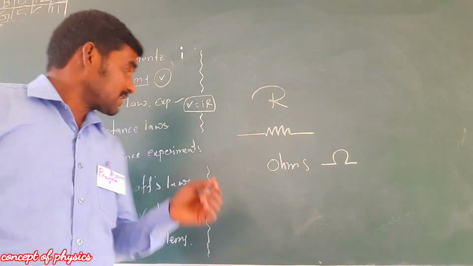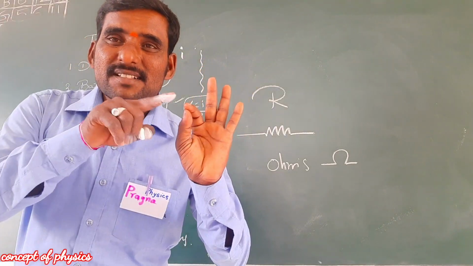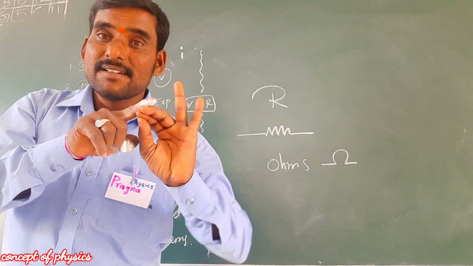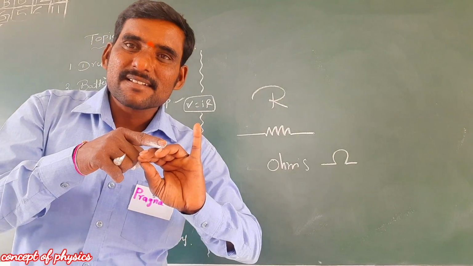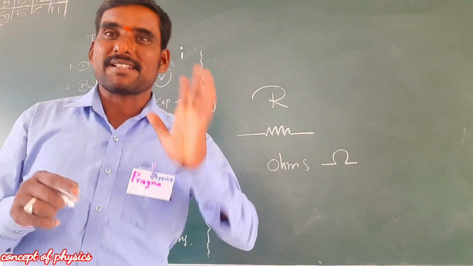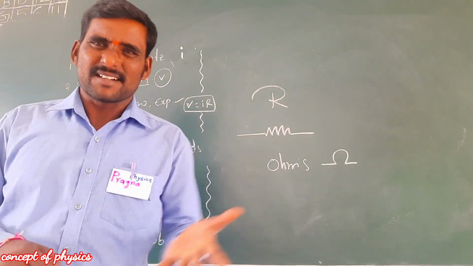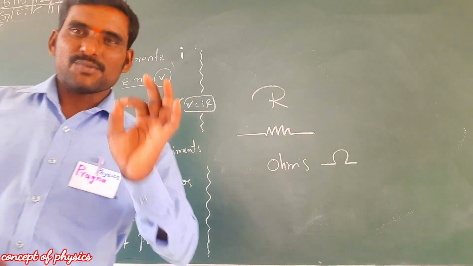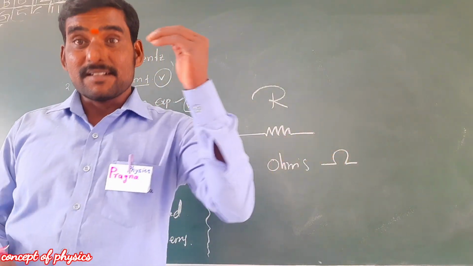So resistance laws means 4 laws. Resistance depends upon nature. Resistance depends upon length. And resistance depends upon area of cross section. Resistance depends upon temperature also. What will happen when this increases or decreases? We'll see in the next videos. Those experiments are important for the examination. Each experiment is very simple. It is very important also.